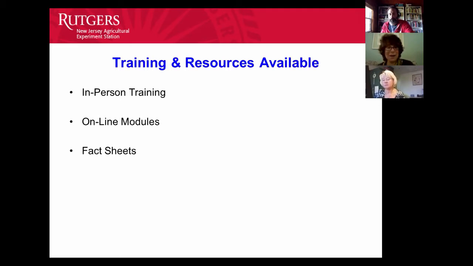And then very shortly we have 5 fact sheets that accompany these 5 modules that will be on our New Jersey Agricultural Experiment Station website, and we will provide those URLs as soon as they are up. The Office of Communications at Rutgers is currently in the process of posting those.